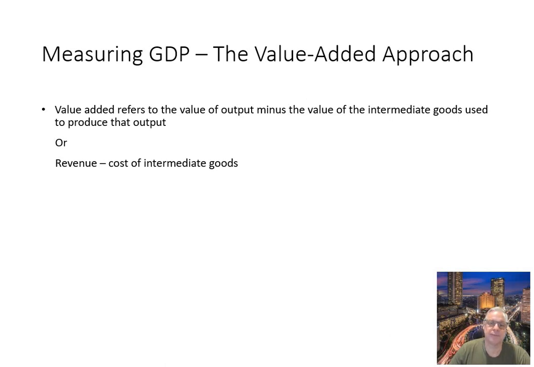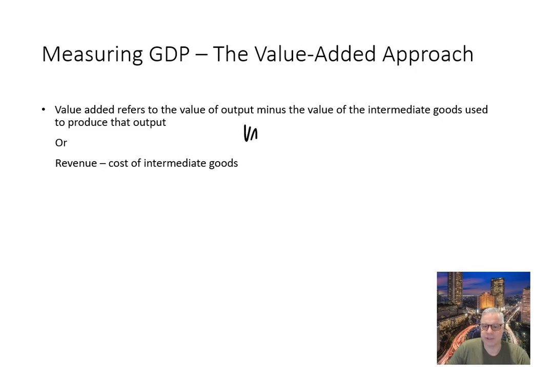Alright, let's move to the third method of calculating GDP, which is the value-added approach. The value-added approach simply states that GDP, which is equal to the total market value of all final goods and services produced within a country over a year, is equal to the sum of all the value added that has occurred in production. And value added is defined as revenue minus the cost of an intermediate good.